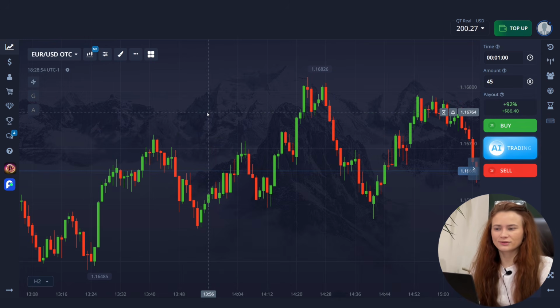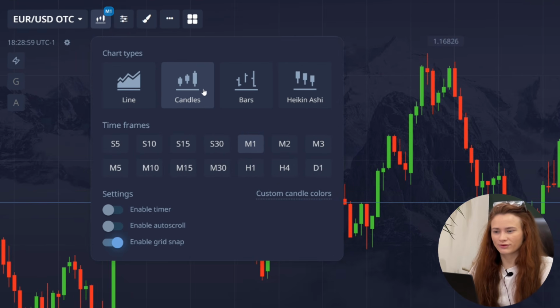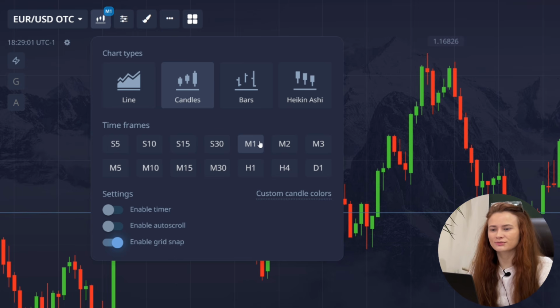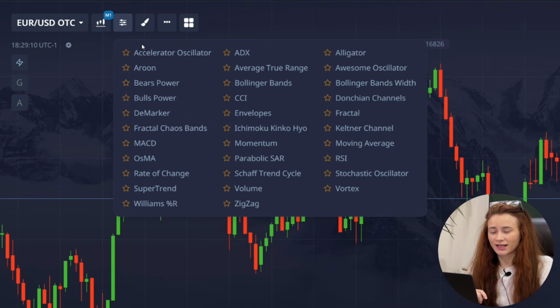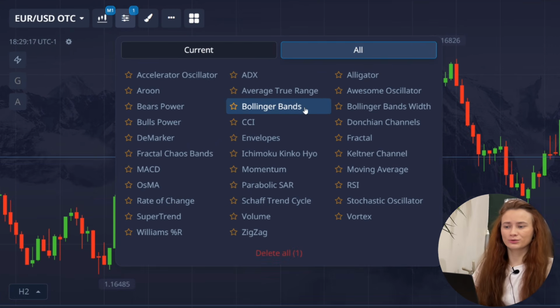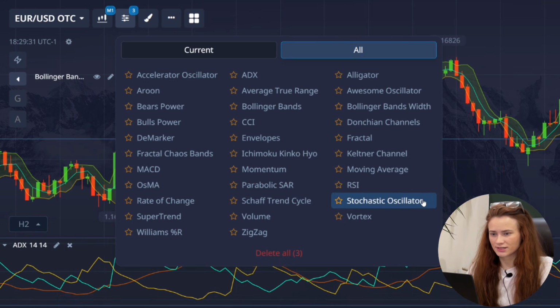Let's set everything up. Follow me step by step. This matters. Chart type candles, time frame 1 minute, and fast candles help you see price changes before they become really obvious. And let's open the indicators section and add 4 of the indicators: Bollinger Band, ADX, RSI, and Stochastic Oscillator.